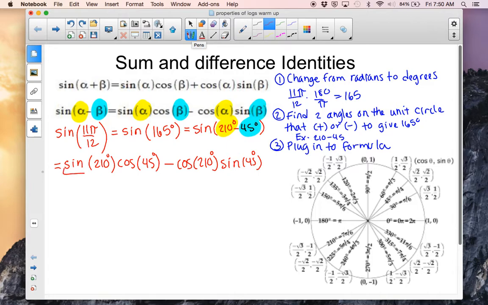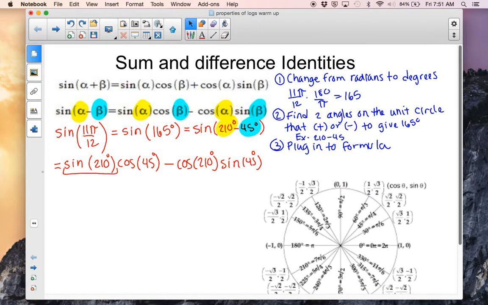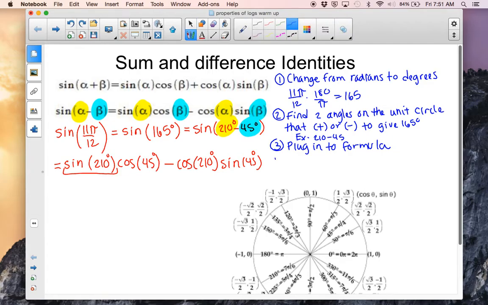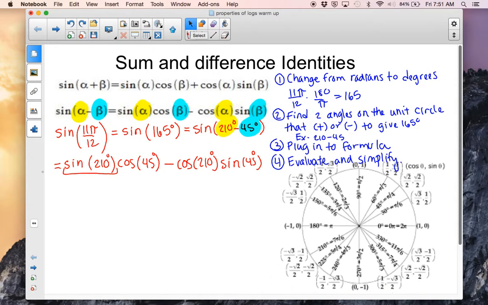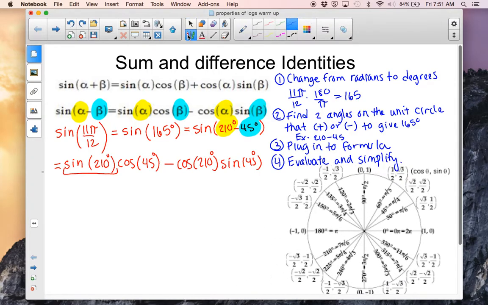All right, now the fourth step here is evaluate and simplify. I'm running out of space. So sine of 210, luckily 210 is on our unit circle. 210 is down here. And I want to know the sine of 210, so cosine is x, sine is y. So sine of 210 is negative 1/2. So I'm going to say this equals negative 1/2.